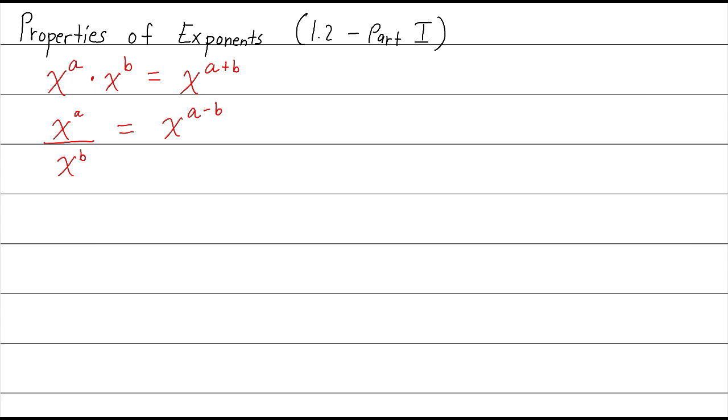If you have x to the a power raised to the power of b, what you're doing here is raising a term with an exponent to another exponent. You can simplify that by writing it once and multiplying the two exponents together. Those are the main ones there.